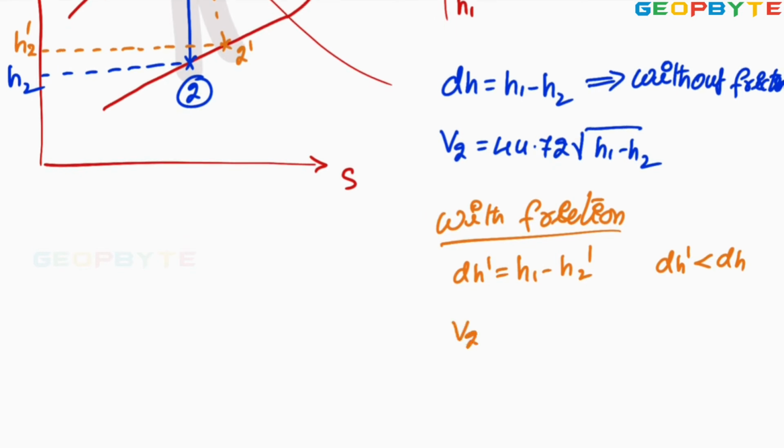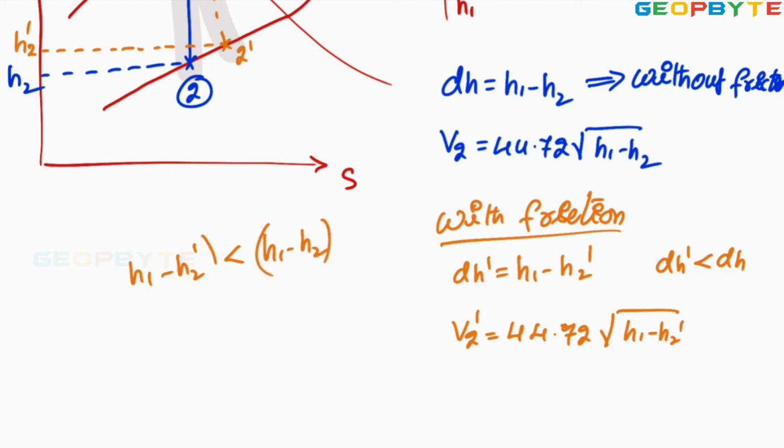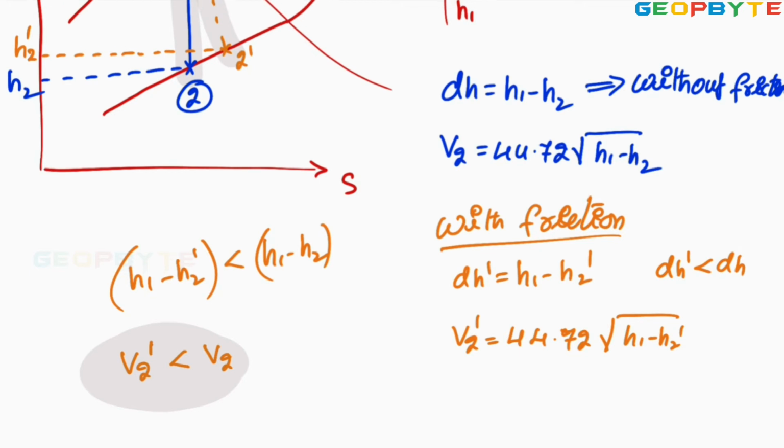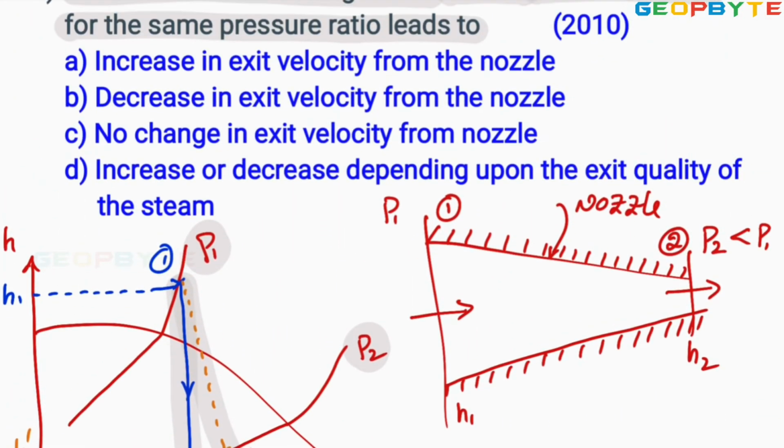Therefore, the actual exit velocity of the steam is 44.72 into root over H1 minus H2 dash. Since H1 minus H2 dash is less than H1 minus H2, the actual exit velocity is less than the ideal exit velocity. It means indirectly, once we consider the effect of friction, the velocity of the steam is going to decrease. Now look at the options.